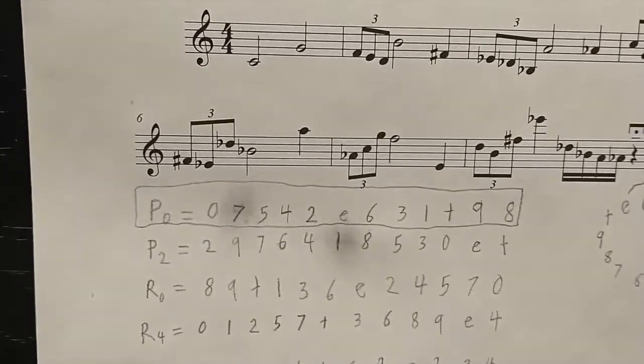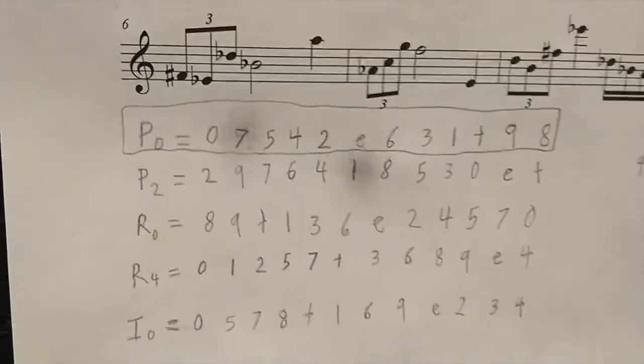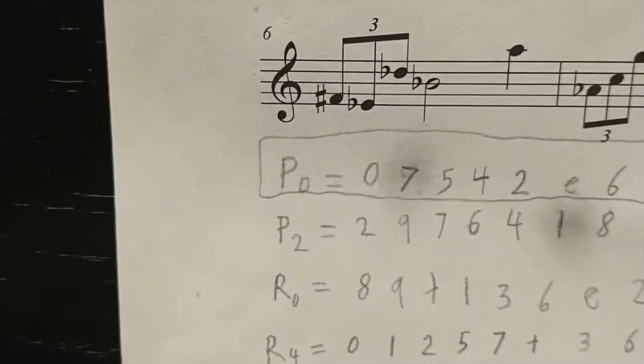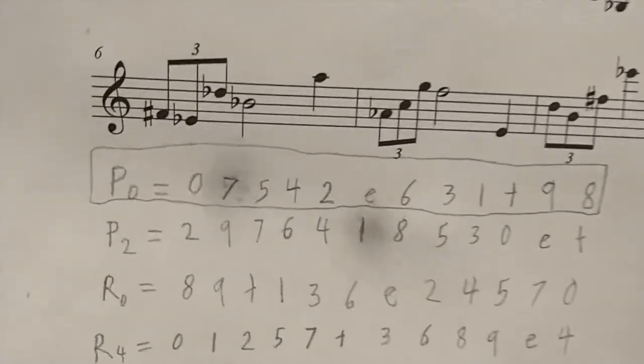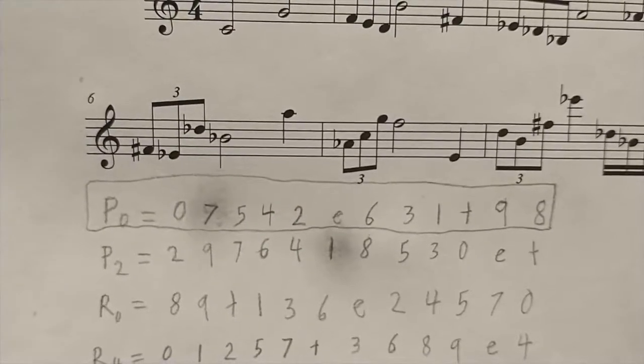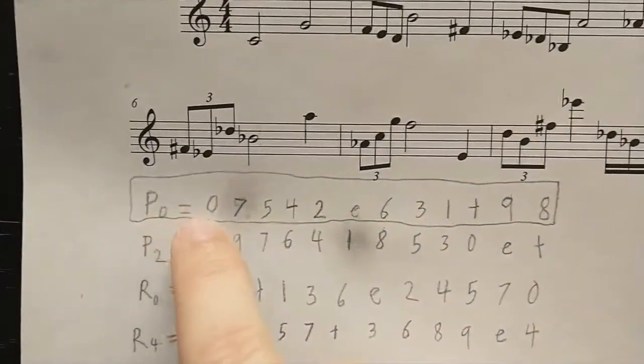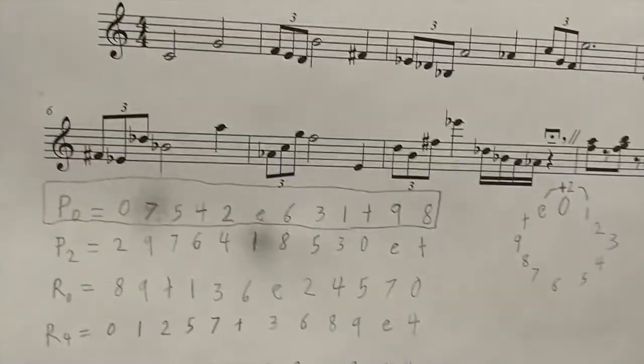But there are transpositions of a prime form. For example, P2 starts on 2. And to find your P2, you take your prime form, you add 2 to every single tone. So there are 12 transpositions of this form right here, including this.